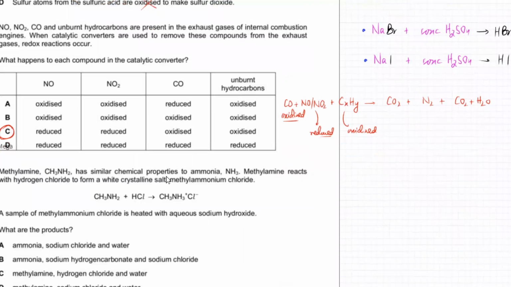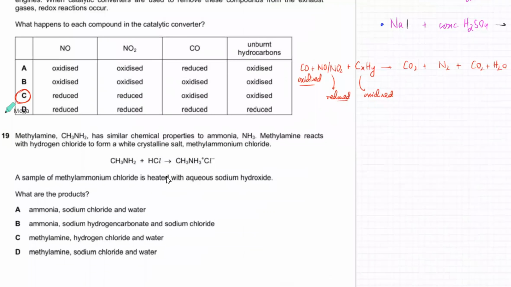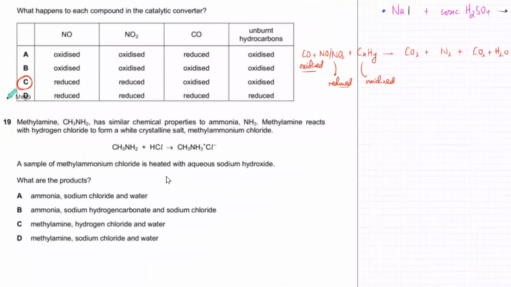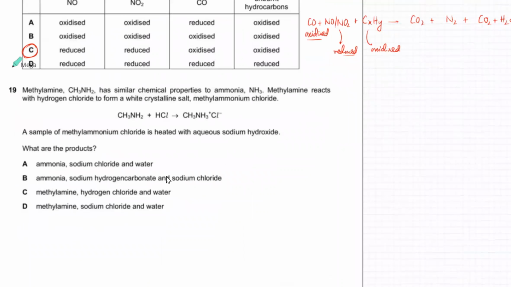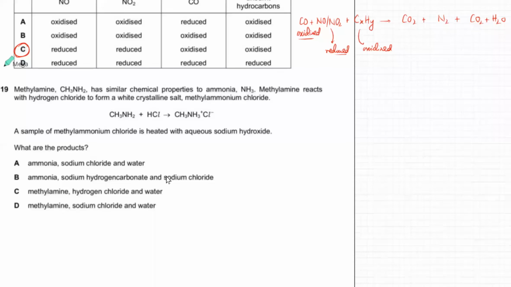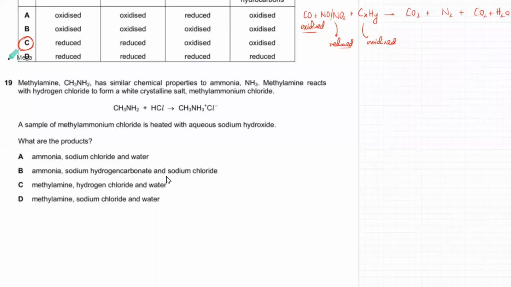Yes, sir. So again, make sure you memorize the notes, like what happens when you have a catalytic converter. The next thing is this methylamine has similar chemical properties to ammonia. Mikhail, is that clear? The previous one. Yes. Okay.